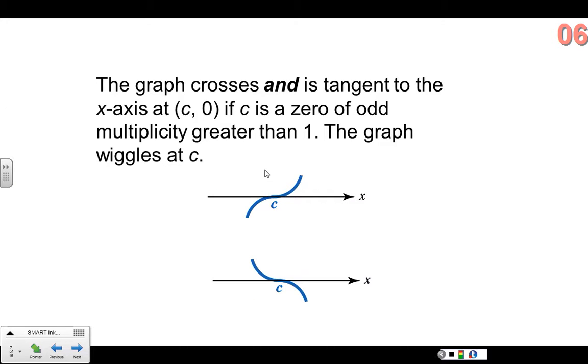If your multiplicity is odd, the graph crosses and is tangent to the x-axis at c if c is a zero of odd multiplicity greater than 1. For example, if you had a multiplicity of 3 or 5, it's going to cross, but it's also going to be tangent. The book uses the term it wiggles. The graph will wiggle at the 0. So you're going up, you're touching it, you're going through, but you're actually kind of touching it also at the point c.